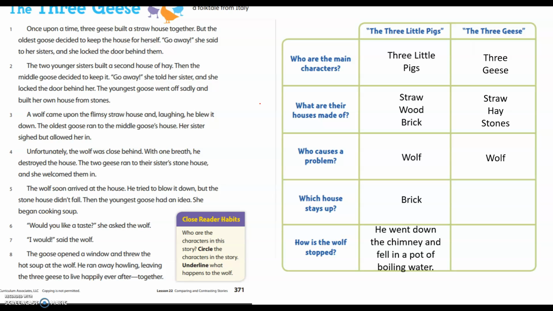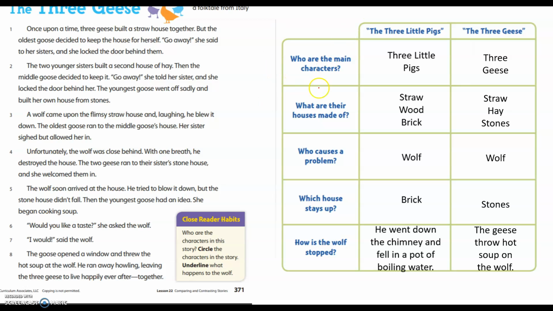Which house ends up staying up in the end? The stone house stays up. And how is the wolf stopped in the end? So how is the problem solved? All right, the geese throw hot soup on the wolf. So the problem is solved differently, but kind of the same at the same time, right?